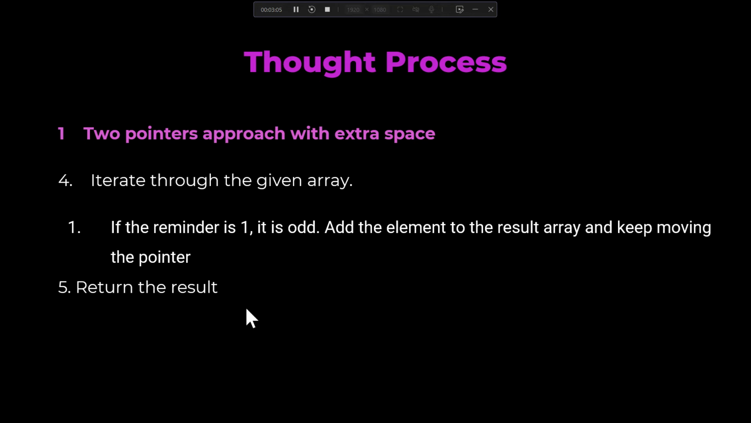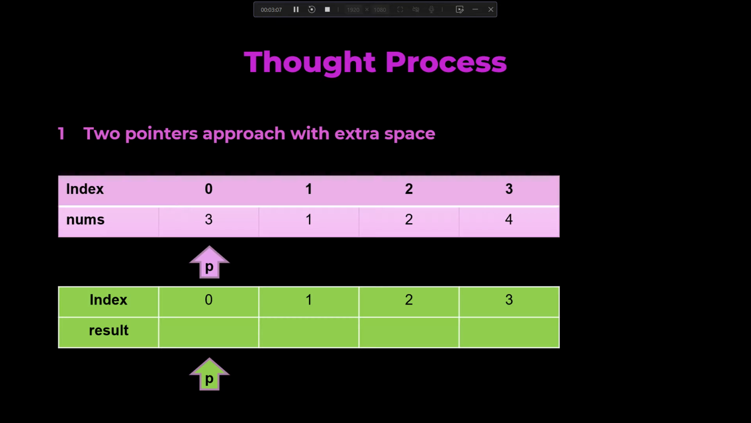Now let's have a look at the visualization part with the example. We are using the two-pointer approach with the extra space. The two pointers are this pink pointer and this green pointer. The extra space is the result array. It is created, and the length of this result array is the same as this nums array. Let's walk through the pointers. At the beginning, both pointers are at index 0 for both the nums array and the result array.